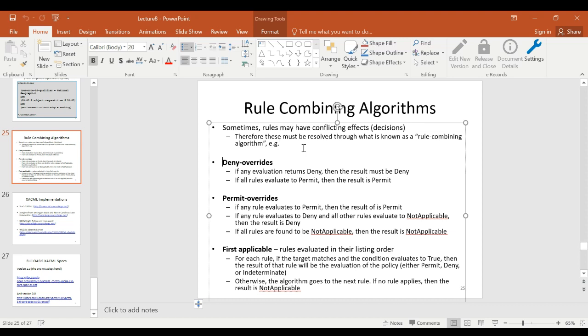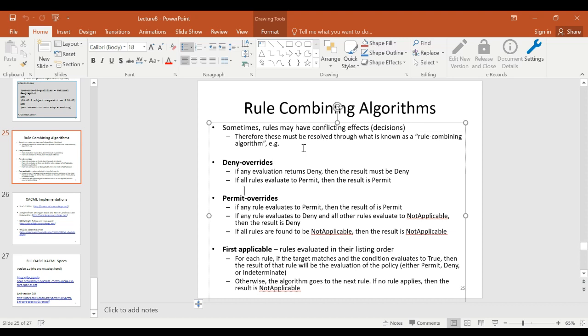The first one is deny override, or what we call deny first. The idea of a deny override is that if you had a single rule that came out saying deny, then that rule will override all the other rules. Basically, if you have 10 rules, 9 of them say permit, 1 of them says deny, then the outcome will be deny, because the deny overrides every other decision.